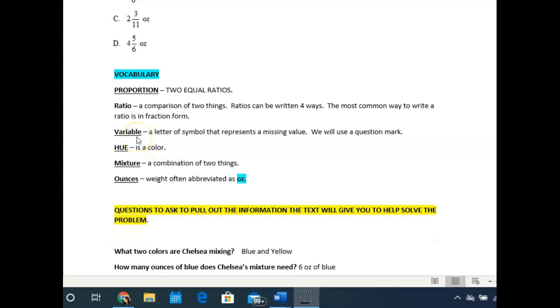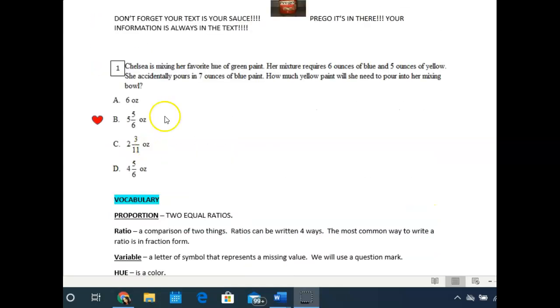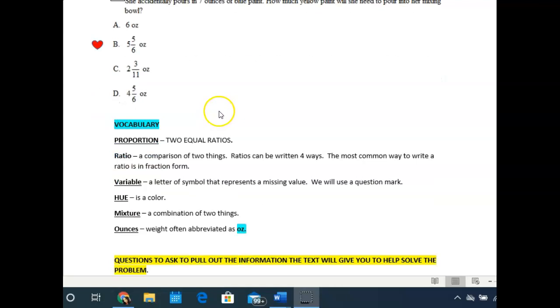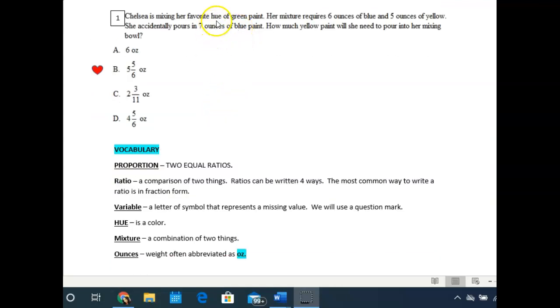A variable. We'll be using a variable. In this case, we'll probably be using the question mark as our variable. A variable is a letter or symbol that represents a missing value. Hue. It's very important when we're going through this text that we not only pick out mathematical terms that we want to know, but also regular vocabulary that might be unfamiliar to a child. So I picked out the word hue, H-U-E. Sometimes even the pronunciation of that word might be difficult. So let's not take for granted what students may or may not know. But the word hue is a color.